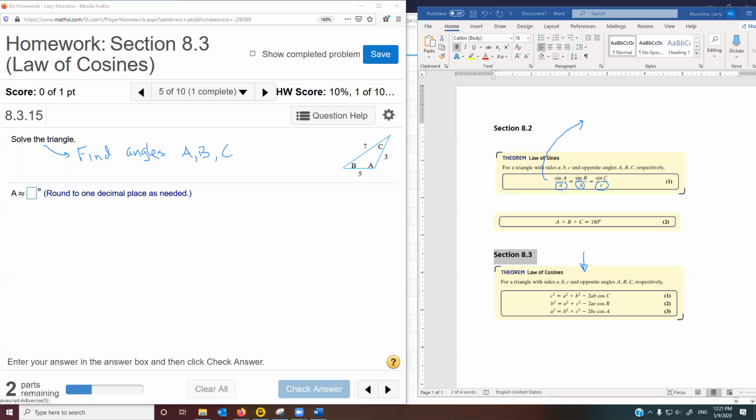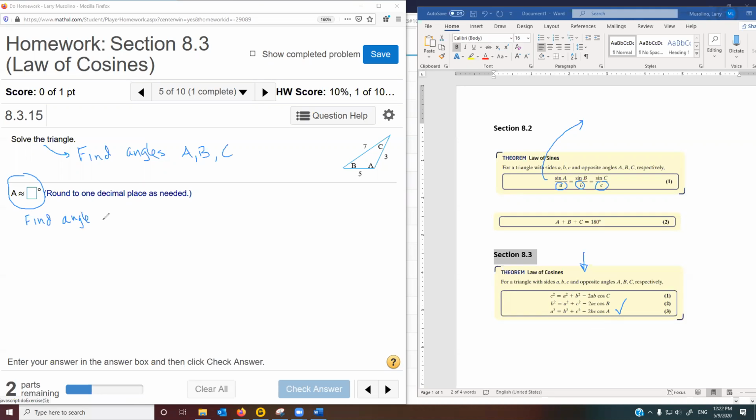All right, well, I need to figure out either angle A, B, or C to begin with. So it's really going to be up to me to use whatever one of the 3 formulas I want. Let's use the third formula. Let's find angle A first. I don't have to do it that way, but I'm going to find angle A first because that's the first answer my math lab is looking for. So let's find angle A.